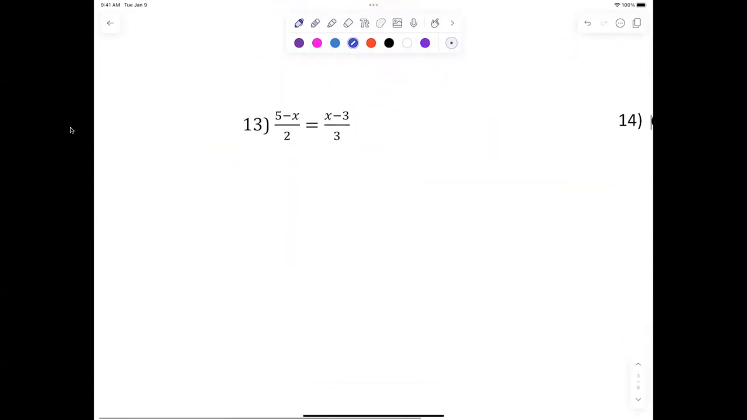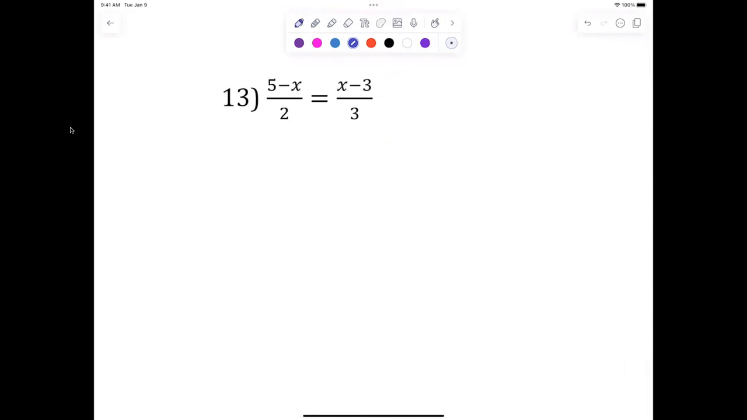All right, here we go. 13 again. We are cross multiplying. 3 parentheses 5 minus x equals 2 parentheses x minus 3.